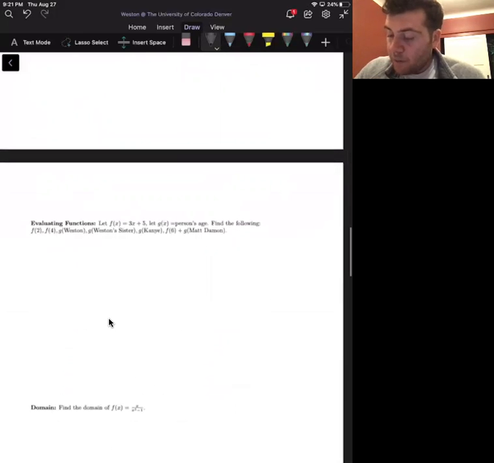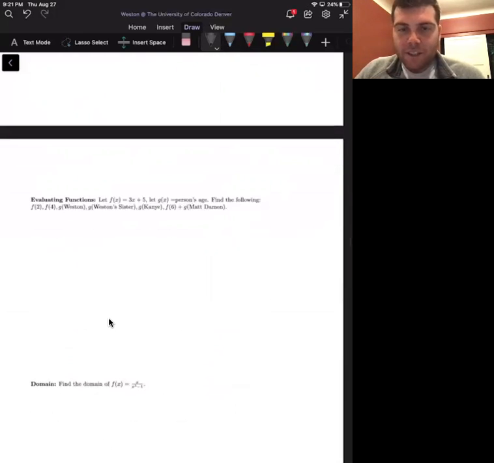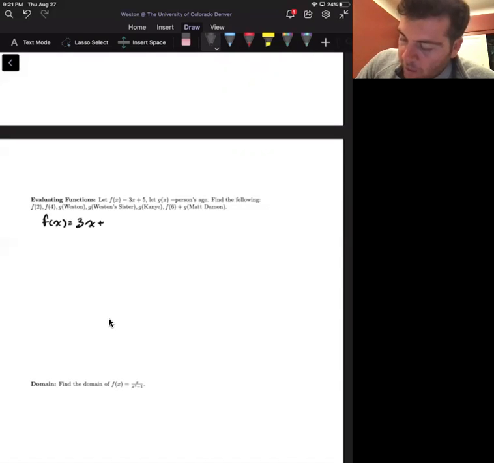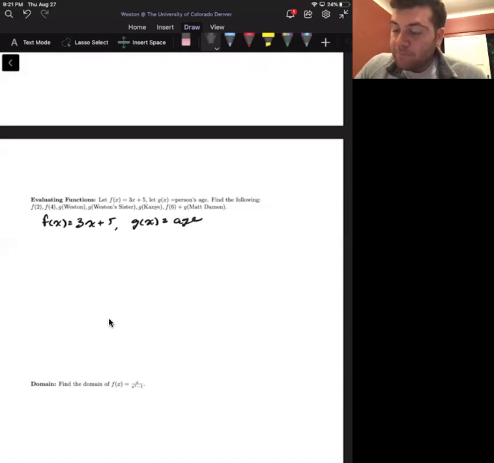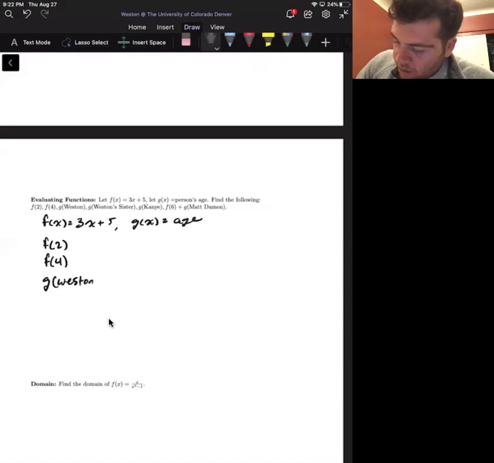And we're going to pick up with evaluating functions. So we already did a little bit of this, but now we can talk about some function operations. So we have f of x equals 3x plus 5, and g of x equals age. Then we can look for the following: f of 2, f of 4, g of Weston, which hopefully you remember from the previous video.